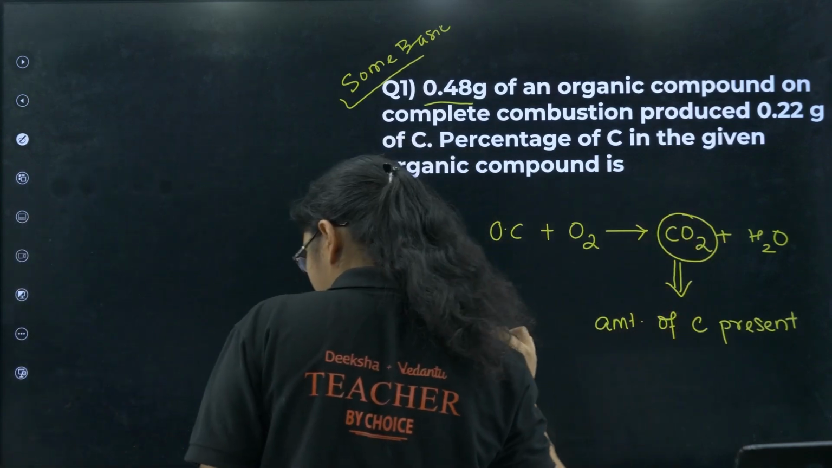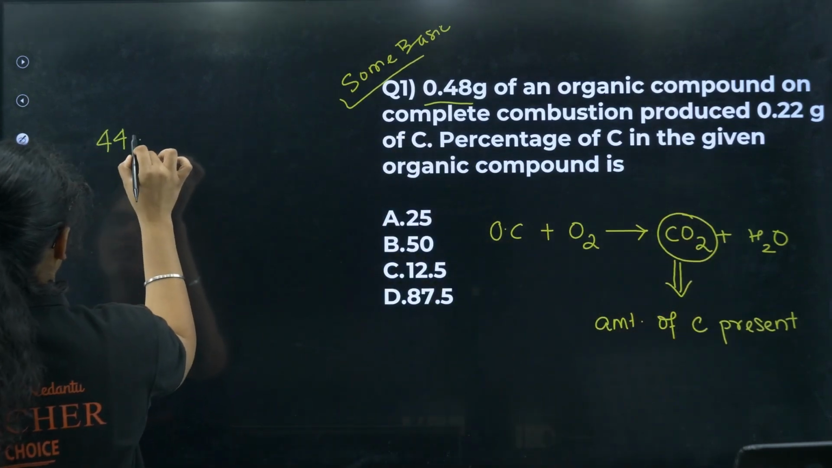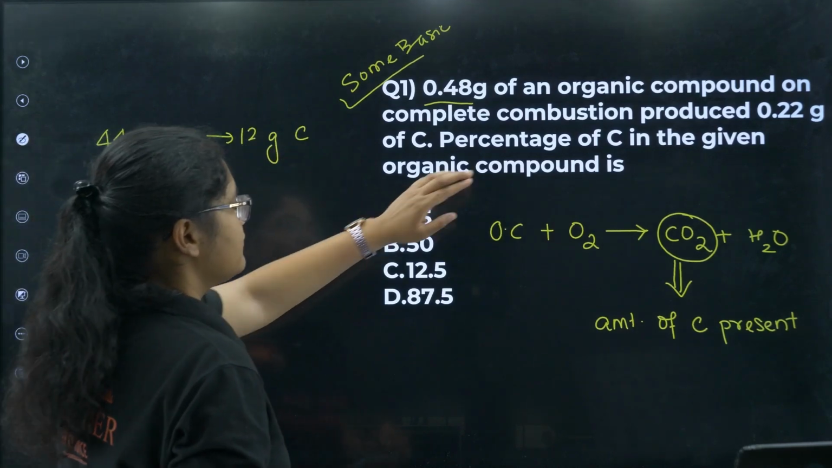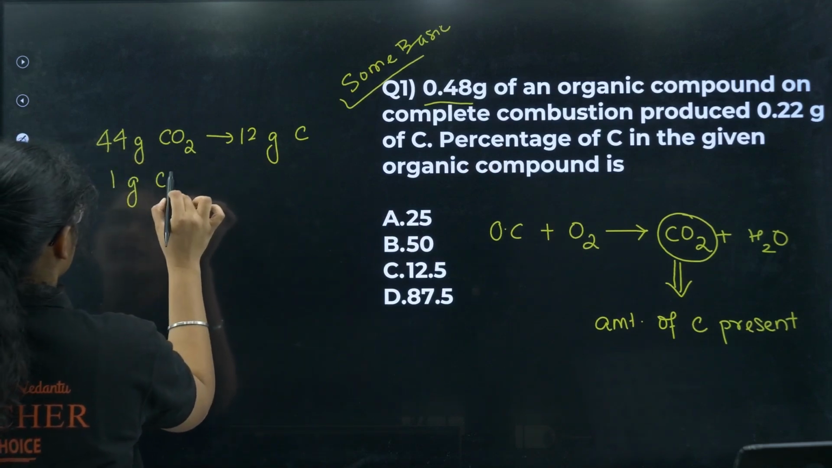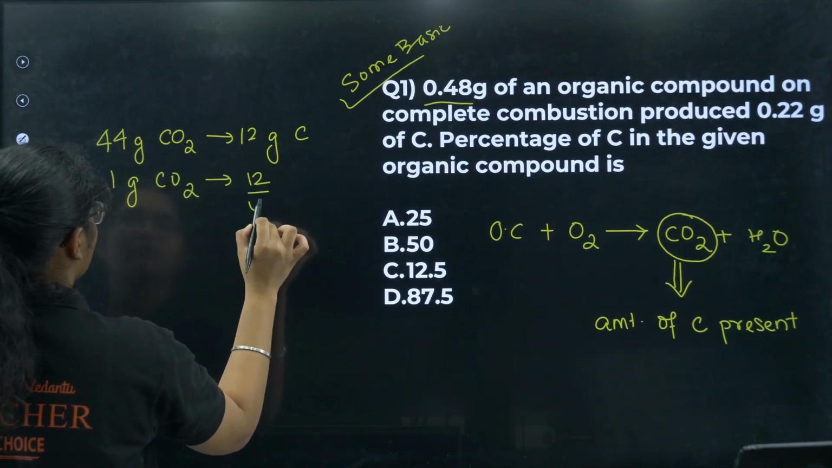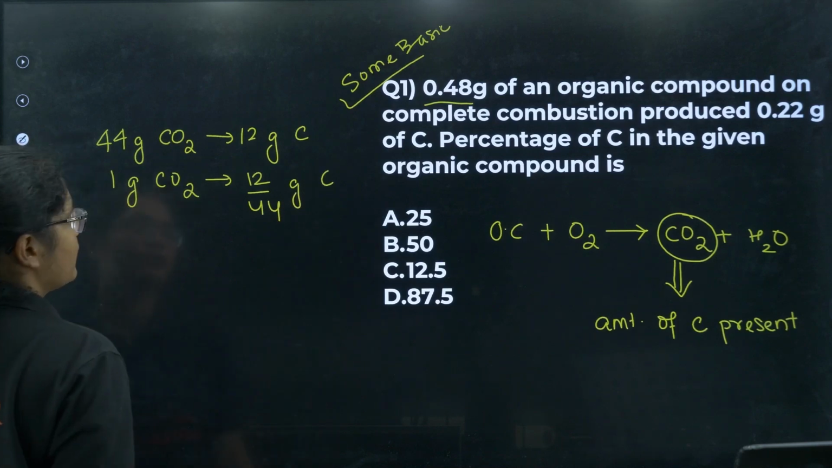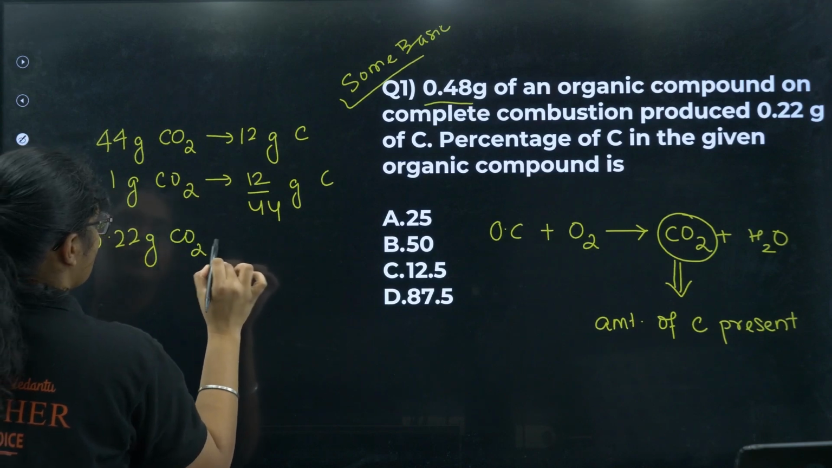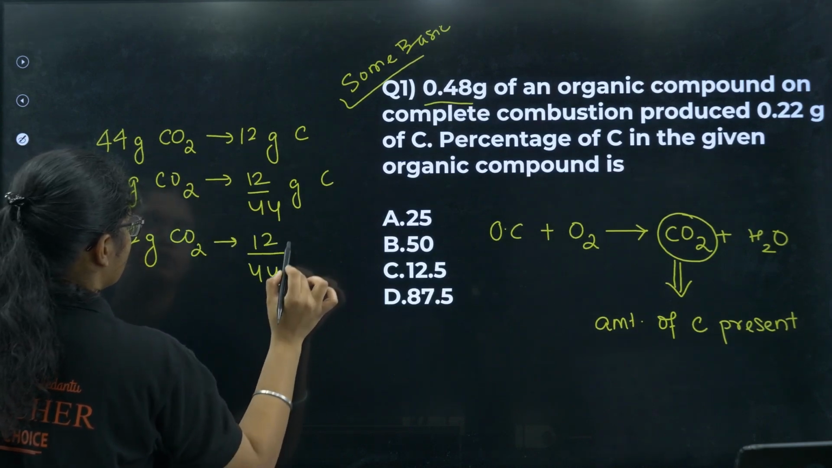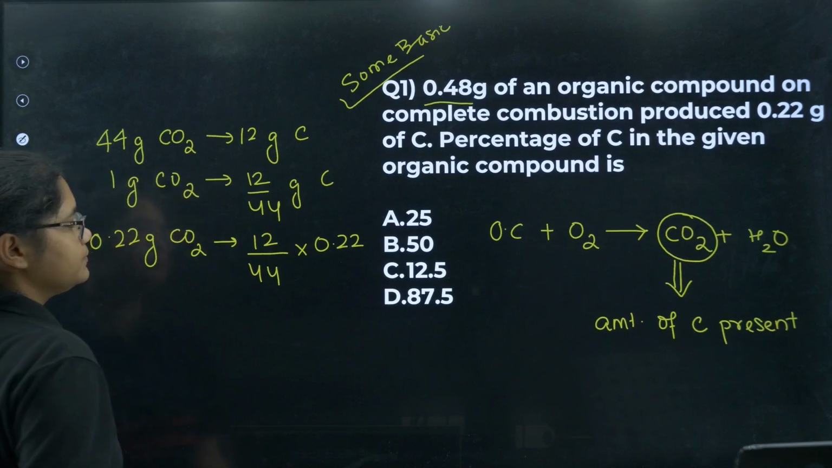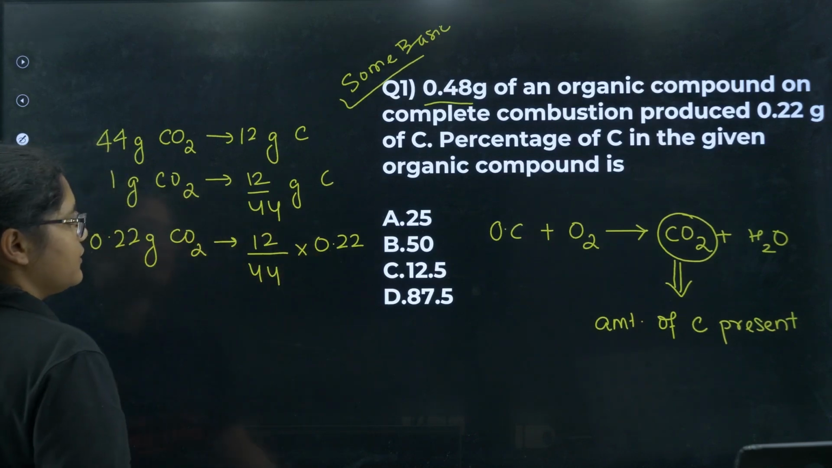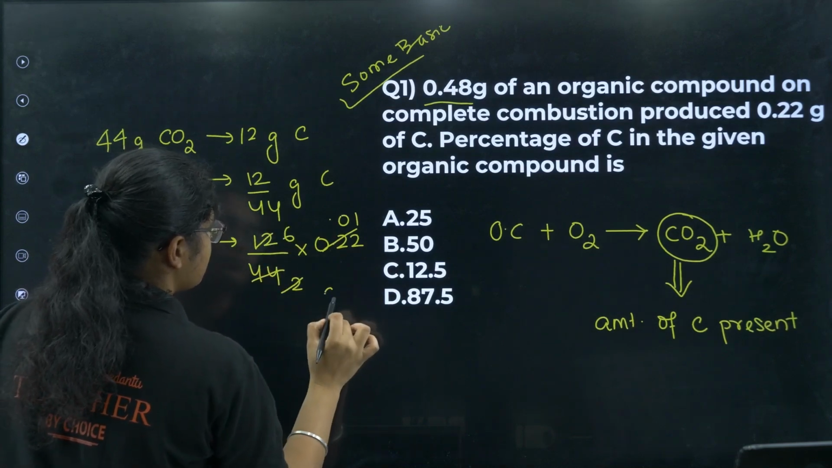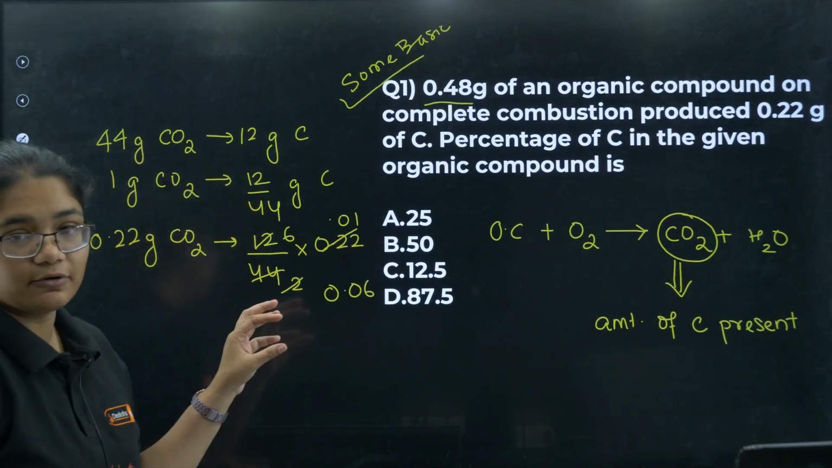Now if you see, I have 44 gram of carbon dioxide, right? So 44 gram of carbon dioxide has 12 grams of carbon. So I can say 1 gram of carbon dioxide will give me 12 by 44 grams of carbon. Next, if I have 0.22 grams of carbon dioxide, that will be equal to 12 by 44 into 0.22. So this much gram of carbon will be present. So I can solve it. 22 ones are 22, 22 twos are 44, so 0.06. So this much gram of carbon will be present.